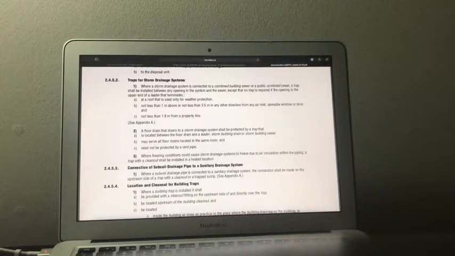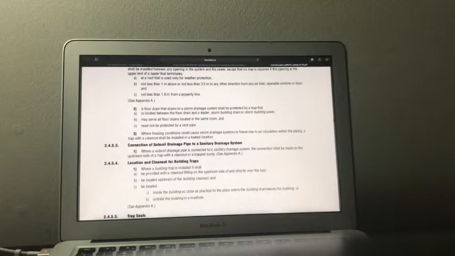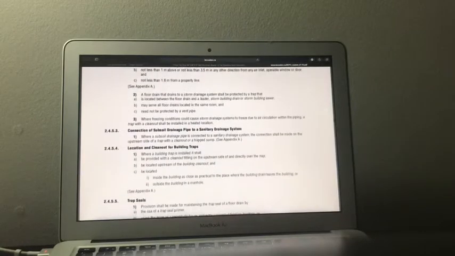Traps storm drainage system. This is a cluster of, I don't even want to say it, but you do need to know, a floor drain that drains into a storm drainage system shall be protected by a trap.